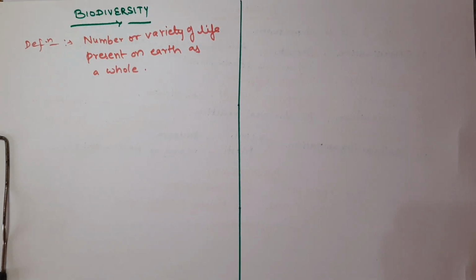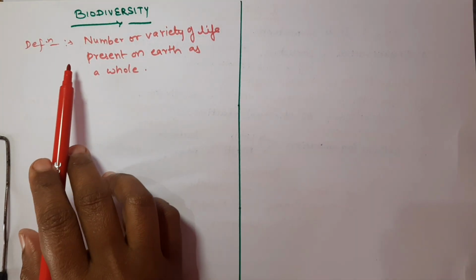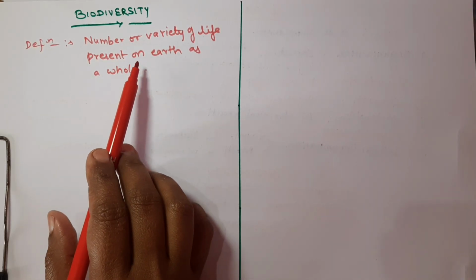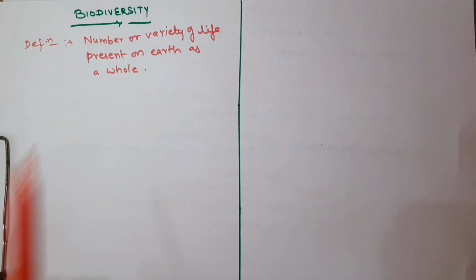Okay, so I will repeat the definition again for you. Biodiversity is known as the number or variety of life present on earth as a whole. We can also state the definition according to the habitat, in a particular region. If you want to know what the biodiversity is in a particular zone, then we will say that there is a total of this number of varieties present there. So that is biodiversity. We can take it as on earth as a whole, or we can take it as a habitat also.